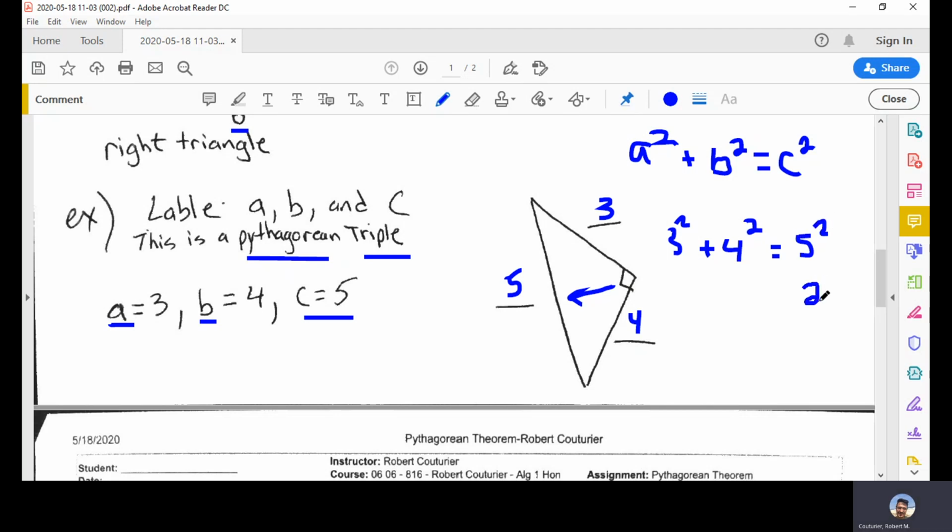And you simplify. Well, this is 25, and this is 9 plus 16. And yeah, sure, 25 equals 25. So this is a Pythagorean triple, or this is a true 90-degree angled triangle, therefore a right triangle. So that's what a Pythagorean triple is.